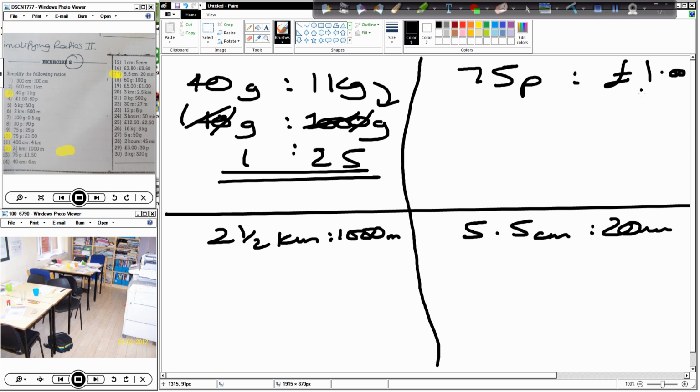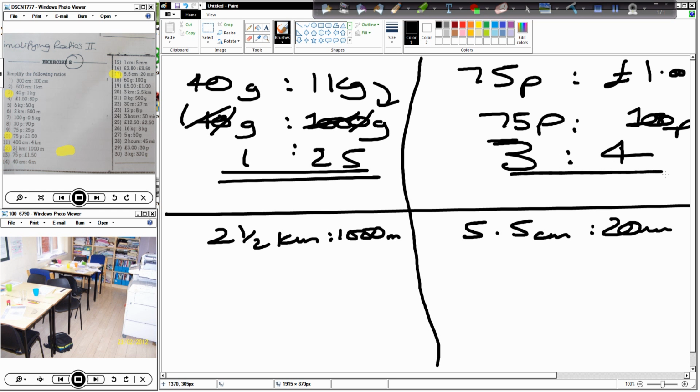75p to a ratio of 1 pound. We leave the 75p as 75p. The 1 pound becomes 100 pence. So now the units are the same. So divide them both by 25, and that will give you a ratio left of 3 to 4.